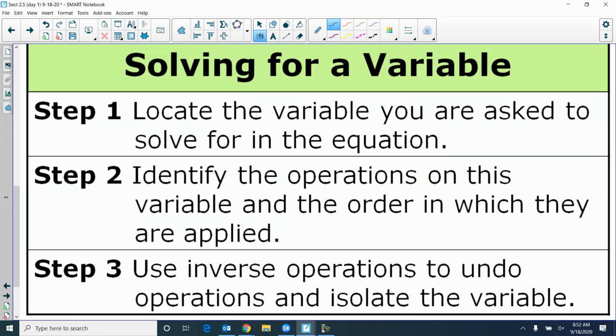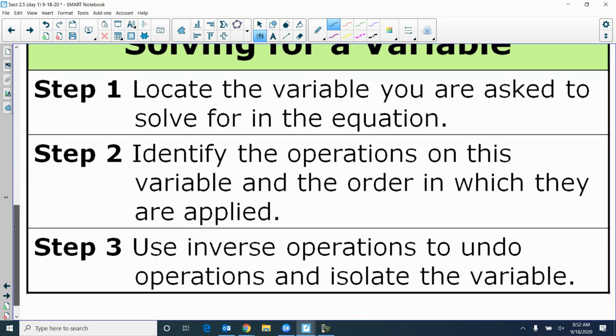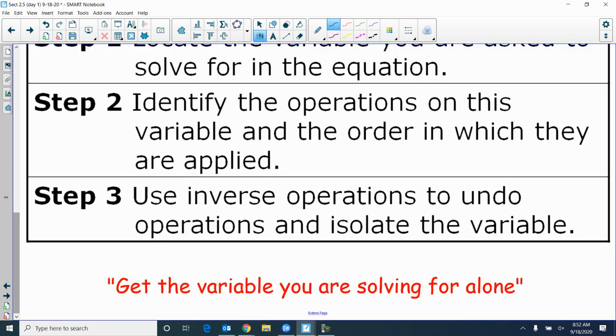Okay, so I believe you have this on your sheet, right? Locate the variable you're asked to solve for. We're going to do the opposite. So if they're adding something to it, we're going to subtract something. If they're multiplying it by something, we're going to divide it. That's basically everything we do with an equation. So we want to use the inverse operations to undo it. Get the variable you are solving for alone. That is our whole goal.